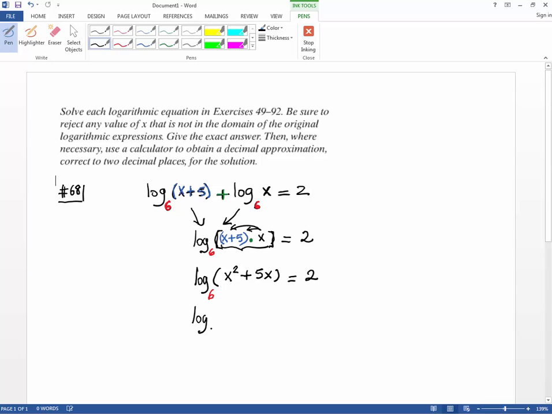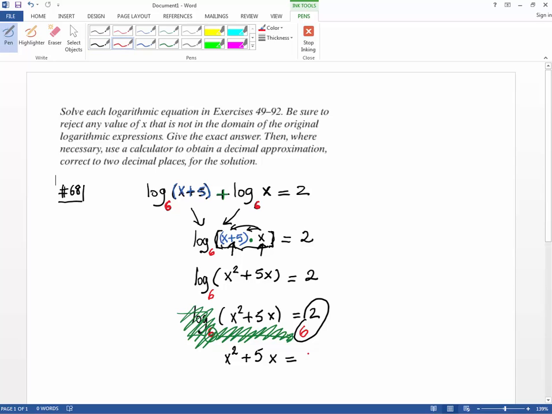Now we do know that when we have a log equal to a number, we can go ahead and use a zapping of the log to see what we get. Okay, so the base 6 will travel to the right hand side, and the log will disappear on this side, leaving us with what's inside the log. Again, it was a product of x plus 5 times x, which I expanded as x squared plus 5x, and that's equal to 6 raised to the power 2, 6 quantity squared, which is 36.